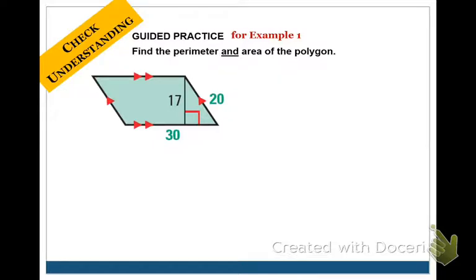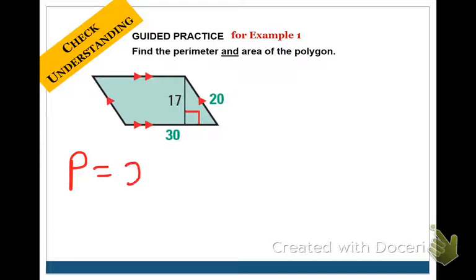Find the perimeter and area of the polygon. Alright, so let's do perimeter. What does perimeter equal? 100. How'd you get that? 30 times 2, 20 times 2.